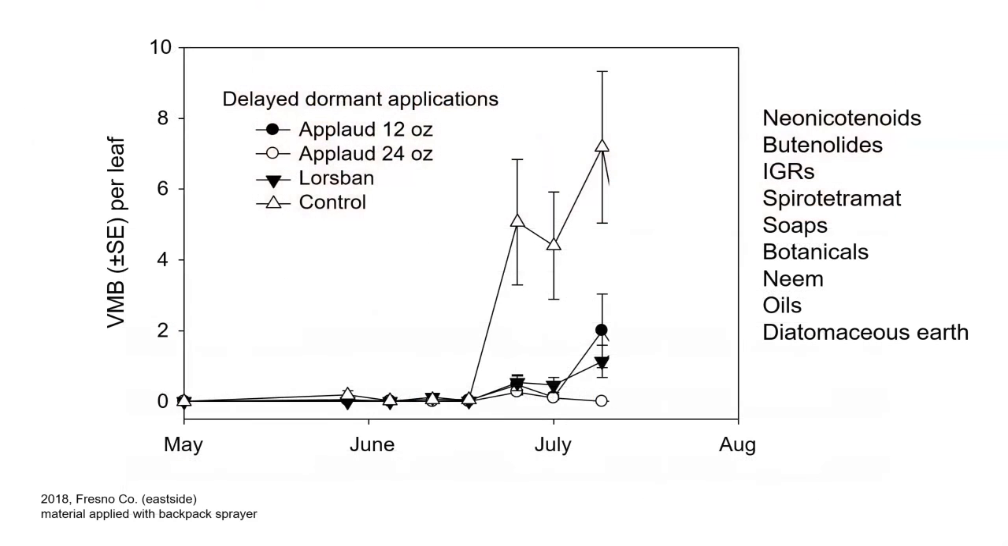One of the applications that did seem to have a beneficial impact was a delayed dormant application of Applaud. So this was put on when we had about 6 inches of growth, so it's really not a dormant application. Lorsban was dormant. The Applaud was at about 4 inches of growth. So now we're into early March, but no residue on the fruit at all. And we can see the control and our Applaud at 12 ounces. Our Applaud at 24 ounces was actually better than the Lorsban application.